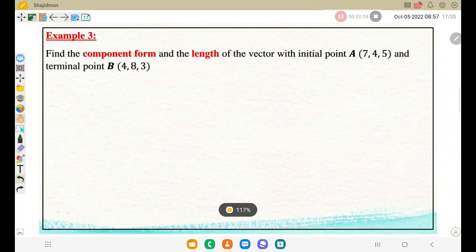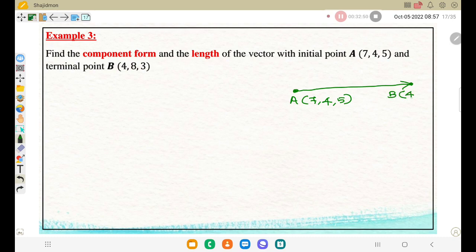Example 3. Find the component form and length of a vector with initial point A, which is 7, 4, 5, and terminal point B, which is 4, 8, 3. So the first point is given as x1, y1, z1, and the second point as x2, y2, z2. Now, what do we need to do in our question? Component form of the vector. Component form means we need to find the x, y, z of that vector.